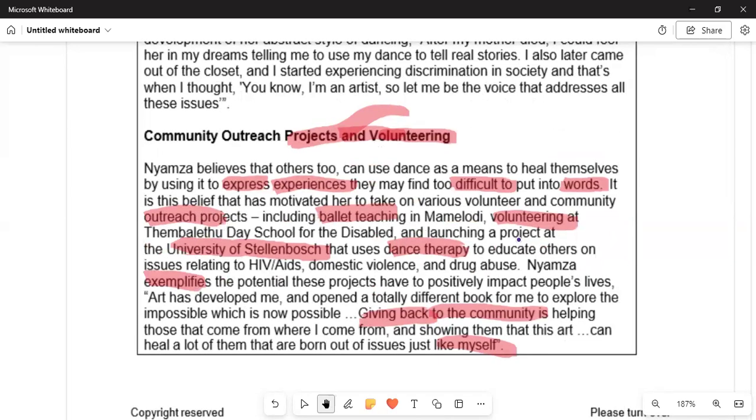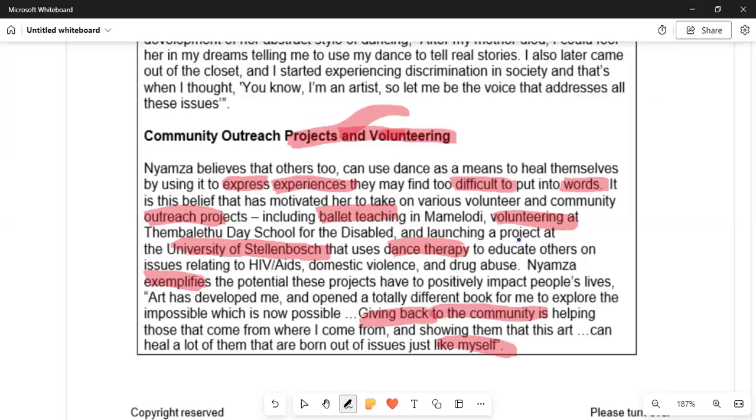If ever we are moving on, let us talk about the community outreach and project volunteering. So this particular person went to volunteer, and can also use dance as a means to heal themselves by using it to express experiences they may find difficult to put into words. It is this belief that motivated her to take various volunteer community outreach projects, including ballet teaching in Mamelodi, volunteering at a Tembalethu Day School for the Disabled, and launching a project at the University of Stellenbosch that uses dance relating to HIV and AIDS, domestic violence, and drug abuse. Nyamza positively impacts people's lives.